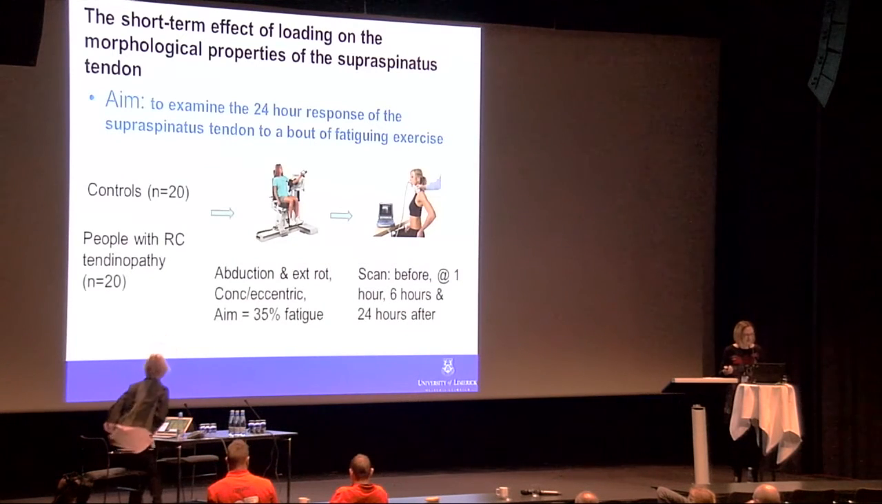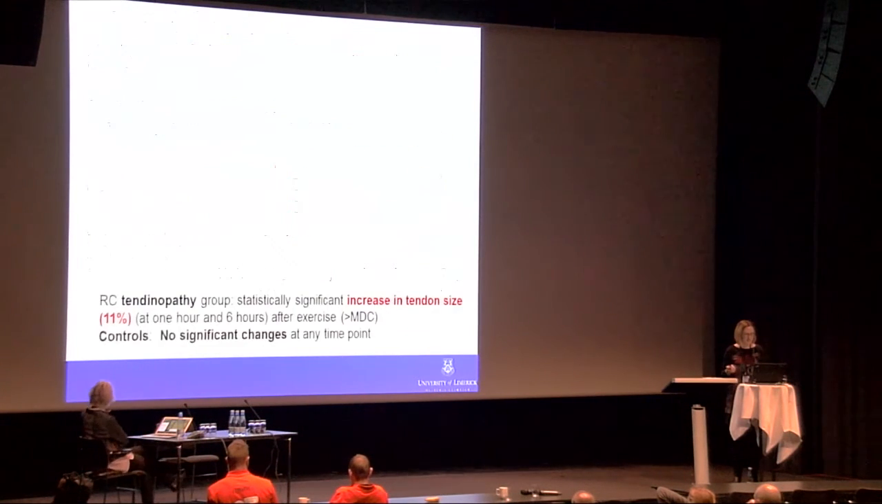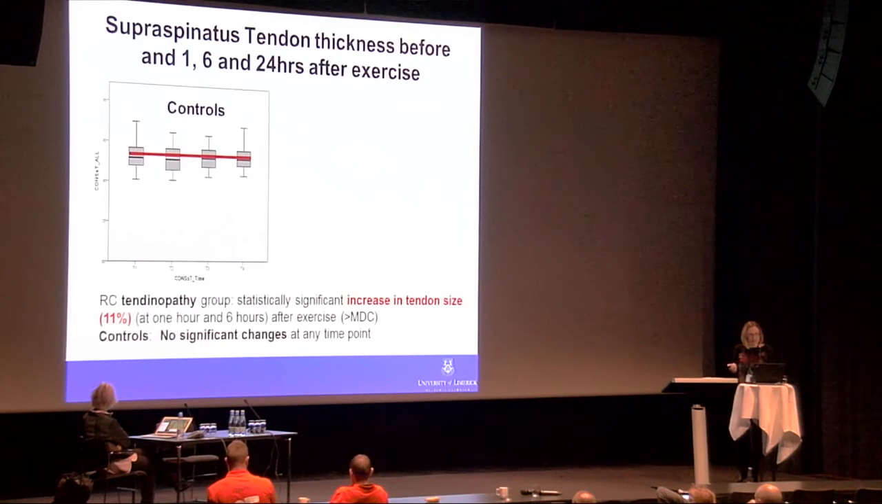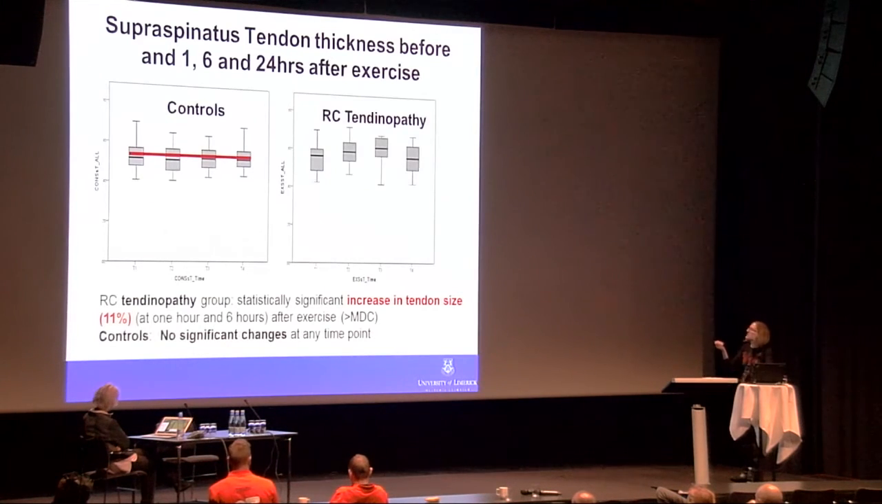Okay, so we're going to have a look at supraspinatus thickness before, and at 1, 6, and 24 hours after the exercise. So we have the controls on the left, no change. For the controls, the thickness of the supraspinatus tendon did not change across the time scale. There was a tiny little dip, but nothing that we could suggest was a true change. In the rotator cuff tendinopathy group, again, we've got baseline, 1 hour, 6 hours, and 24 hours after they did the fatiguing exercise.